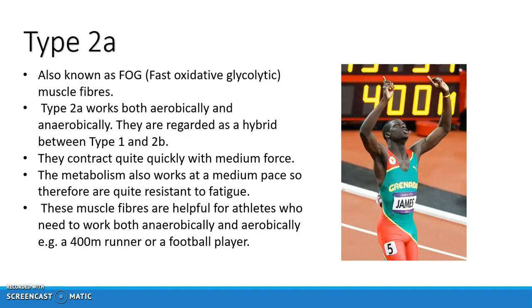Type 2A, also known as FOG, fast oxidative glycolytic muscle fibres. Type 2A work both aerobically and anaerobically. They're regarded as a hybrid between Type 1 and 2B, with all the properties in the middle of the two. They contract quite quickly with medium force, and the metabolism also works at a medium pace, so therefore they're quite resistant to fatigue, but still fatigue a lot more than Type 1. These muscle fibres are helpful for athletes who need to work both anaerobically and aerobically, for example, a 400 meter runner.